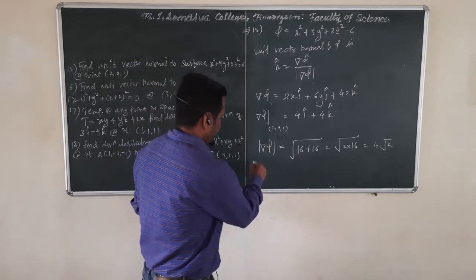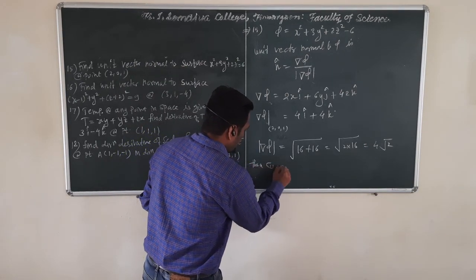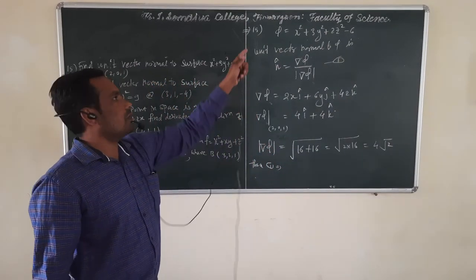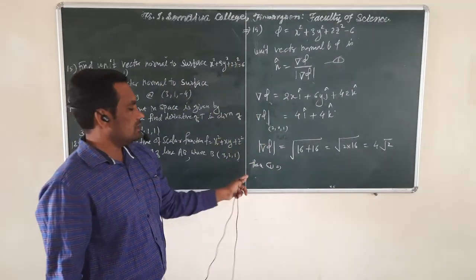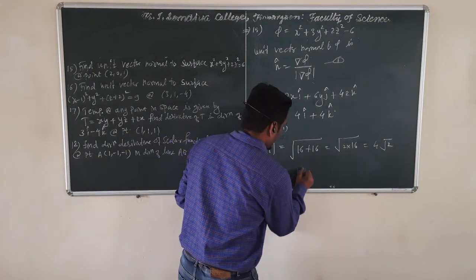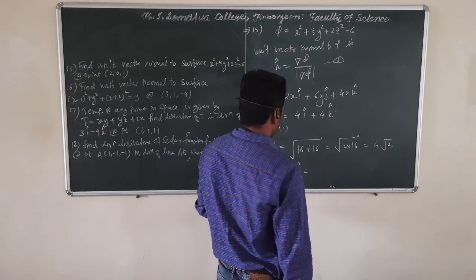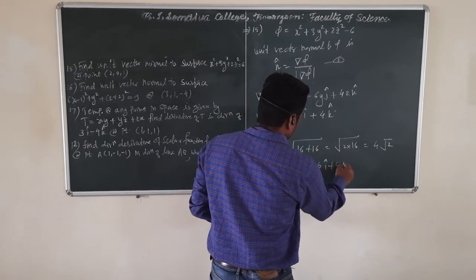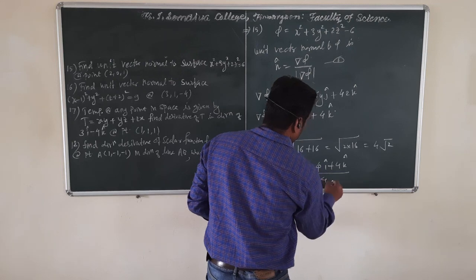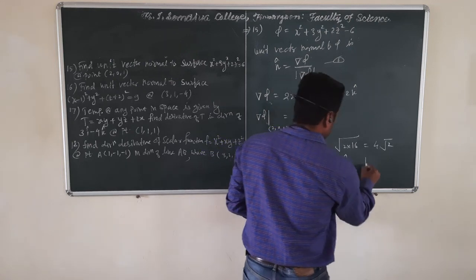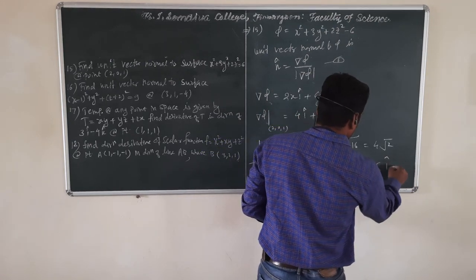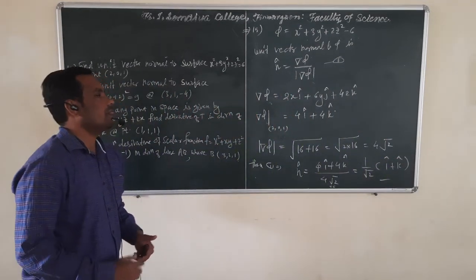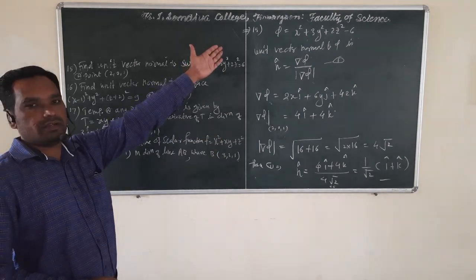Now then, from equation 1, we can find out this unit vector which is normal to that given surface. So n cap is gradient of phi. Gradient of phi is 4i plus 4k divided by 4 into root 2, which is 1 by root 2 into (i plus k). So this is the unit vector which is normal to that level surface.